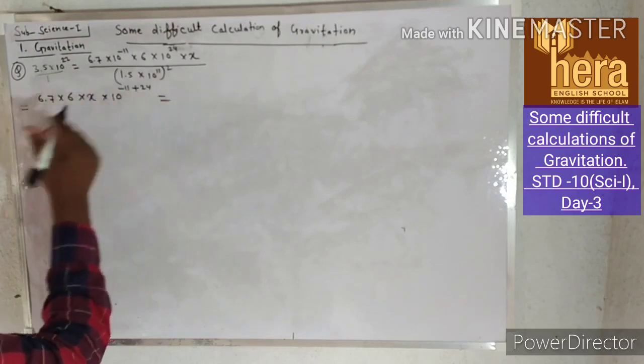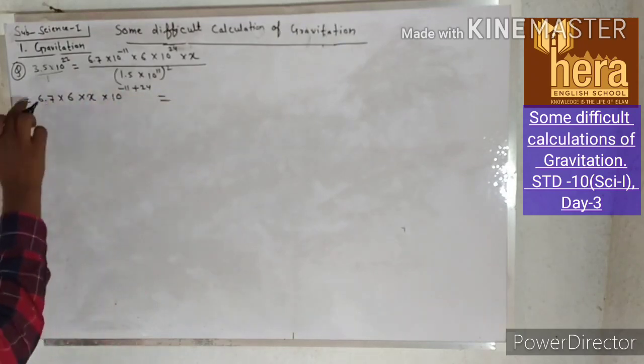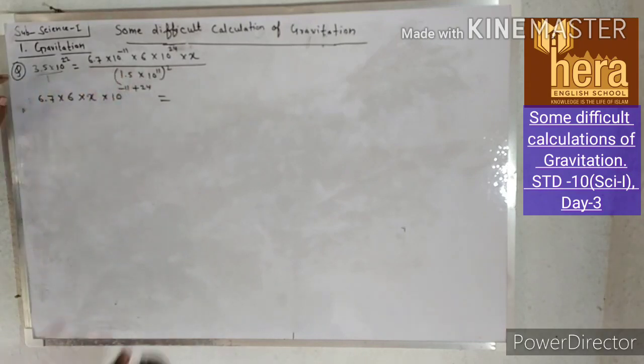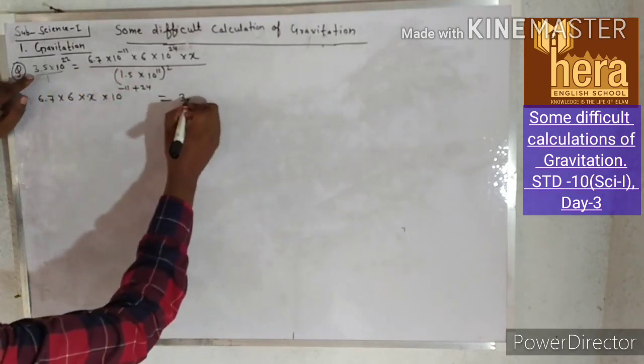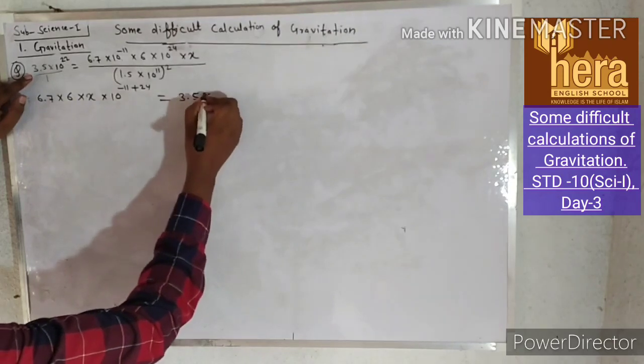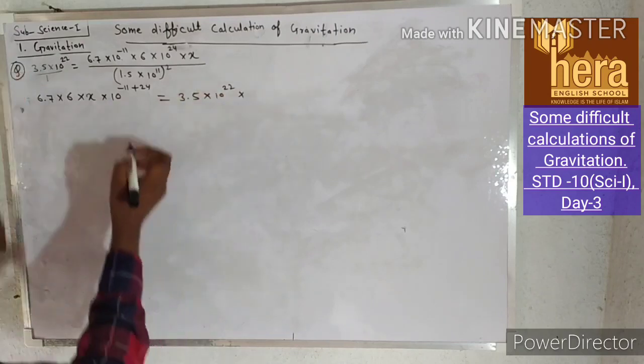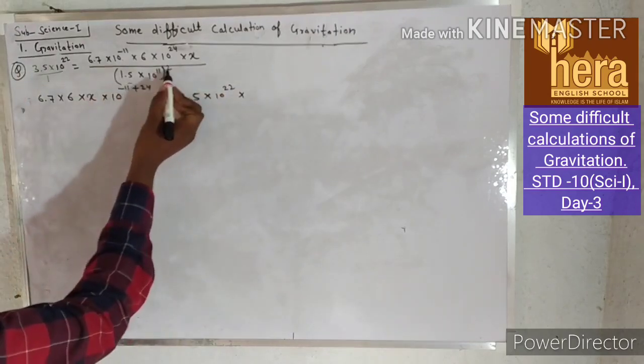is equal to this into this. It means 3.5 into 10 raised to 22 into, see, this number is twice because it is square.